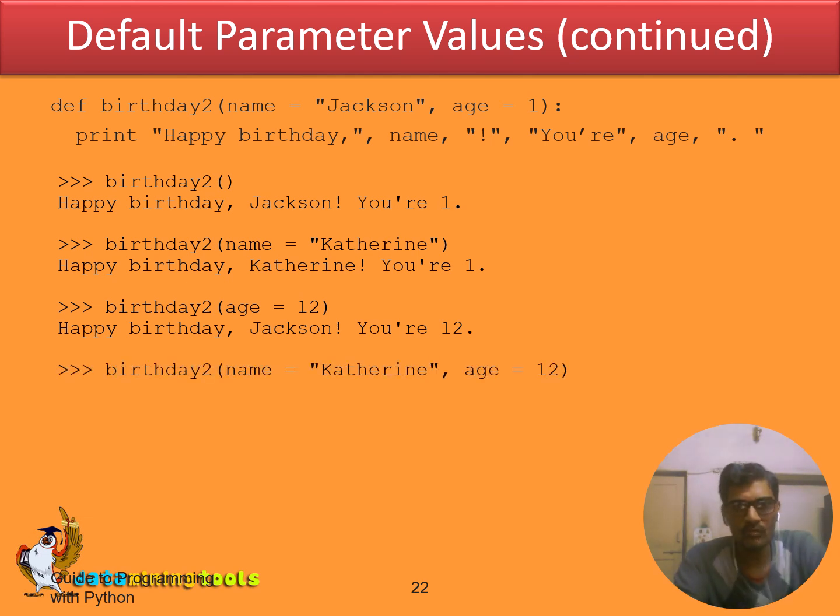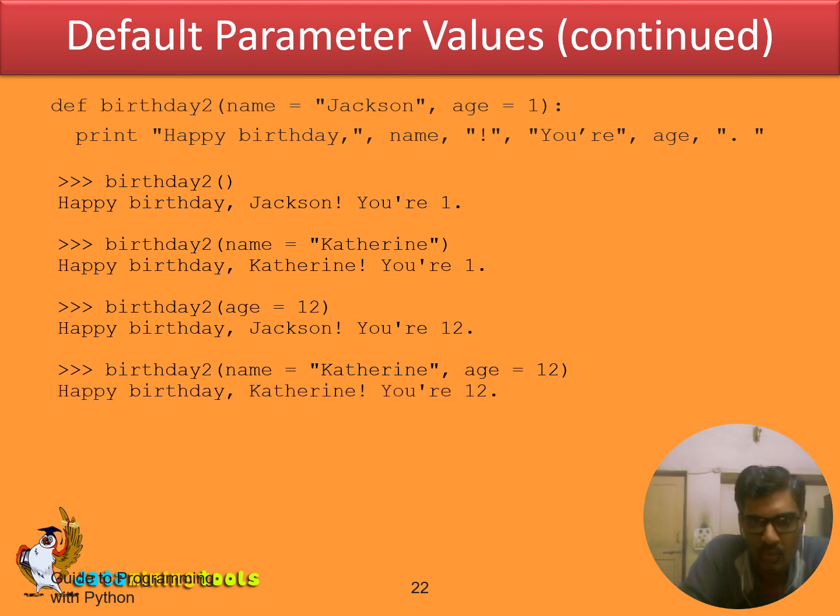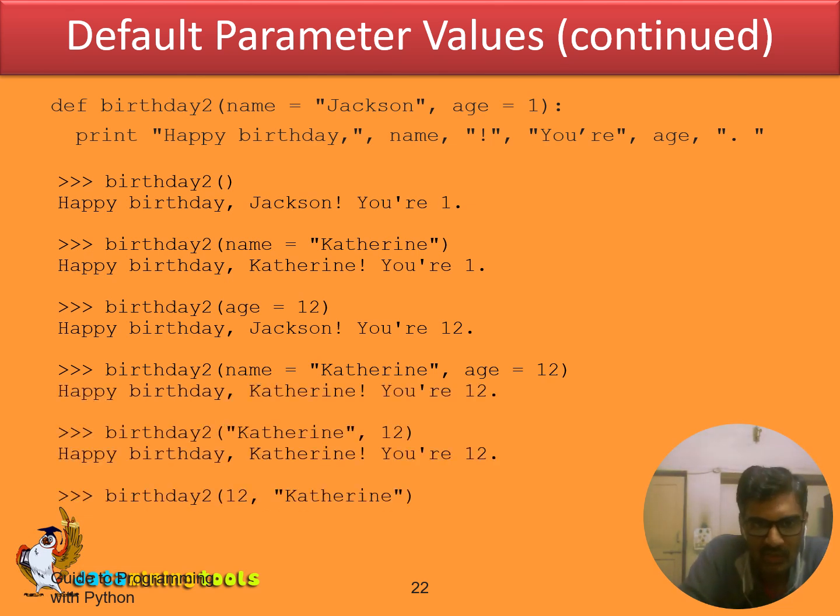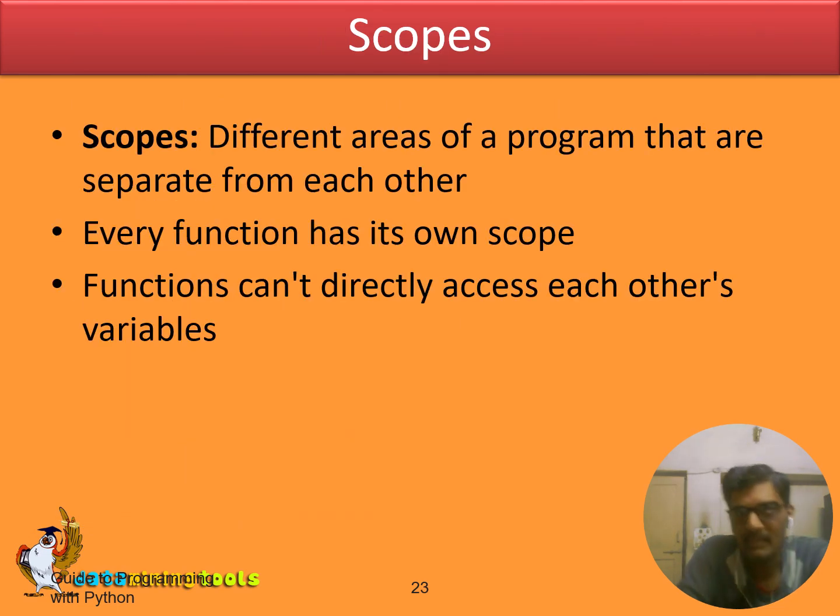And if you print both of them, name and age, it's going to print Catherine, you are 12. This is how it works. You can see them on the screen. So these are the different ways it prints. And yeah, next, scopes.